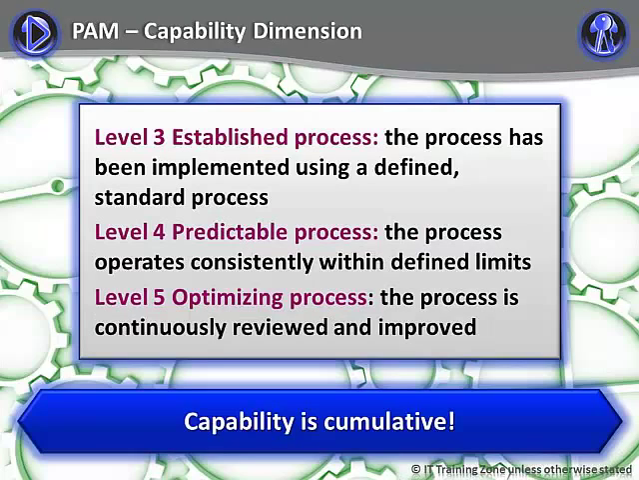The other capability levels are: Level 3. Established process. The process has been implemented using a defined standard process. Level 4. Predictable process. The process operates consistently within defined limits. And Level 5. Optimizing process. The process is continuously reviewed and improved to maintain alignment with current and forecast business goals. It's important to understand that capability is cumulative. A capability level includes all the capabilities of the levels below. So, a process must have reached Level 3, for example, before it can be assessed at Level 4.